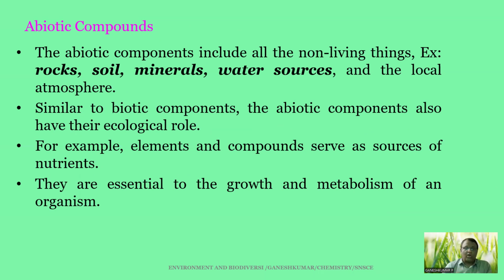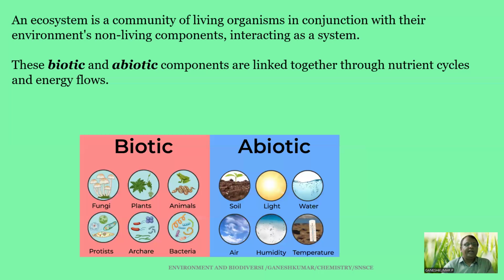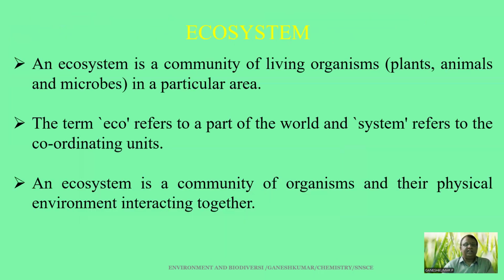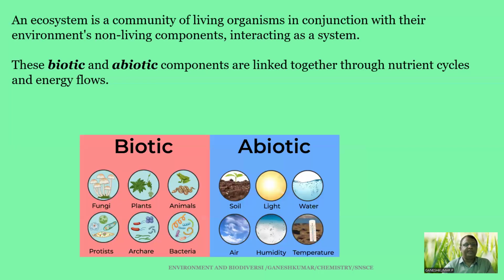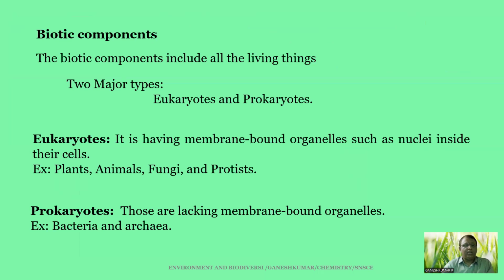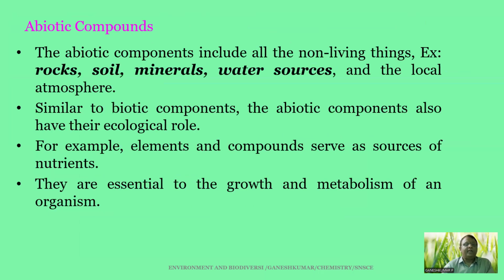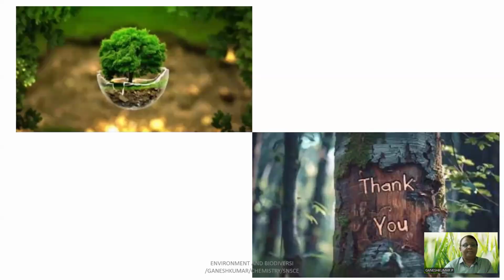So what we'd like to say is, an ecosystem is nothing but an interaction between the biotic and abiotic components. The biotic components are living things, of two types: eukaryotes and prokaryotes, based on the membrane-bound organelles in the nuclei. And abiotic components are non-living things around us.